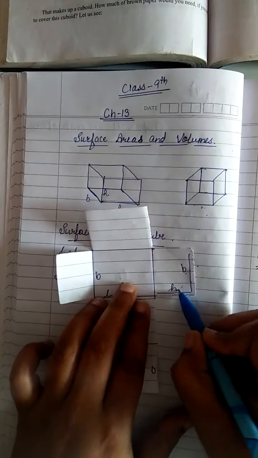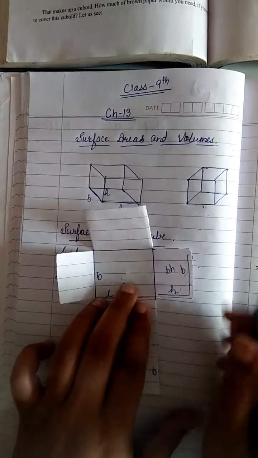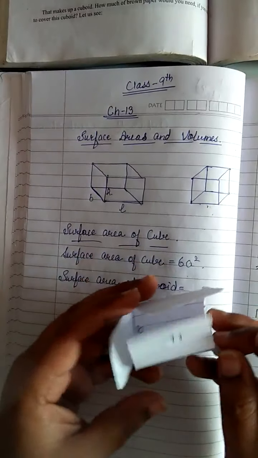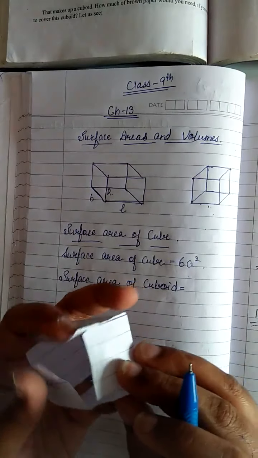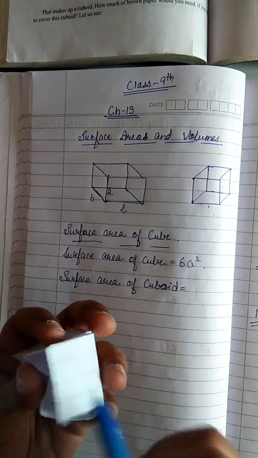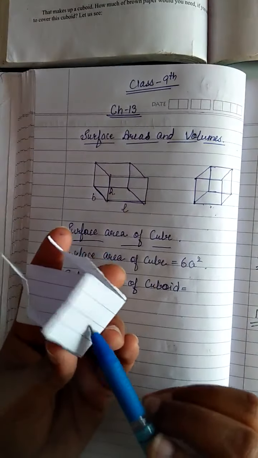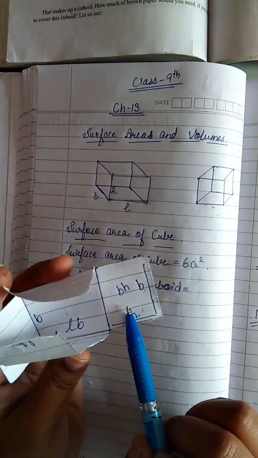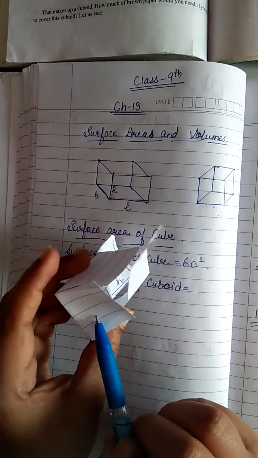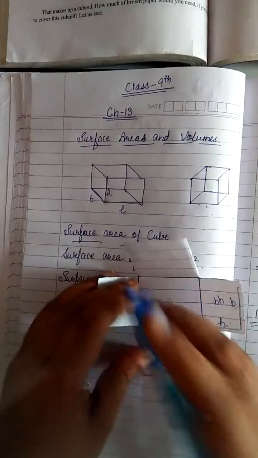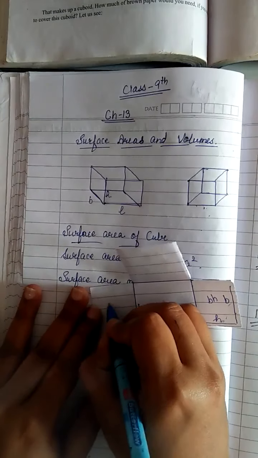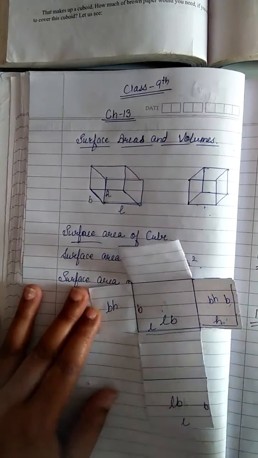The area of this rectangle is breadth into height. So the opposite side to this side is this one. If the area of this side is breadth multiplied by height, then the area of this side is also the same, breadth multiplied by height.